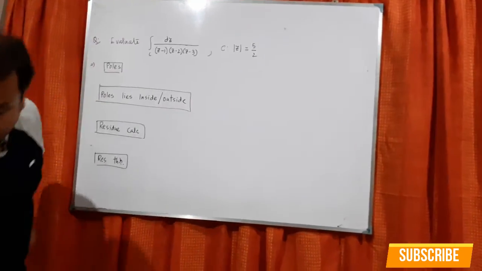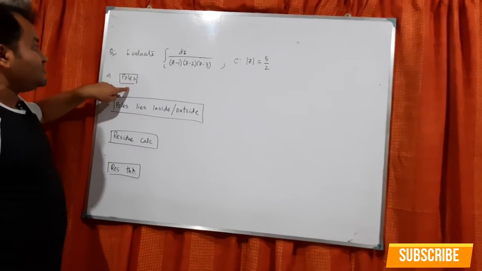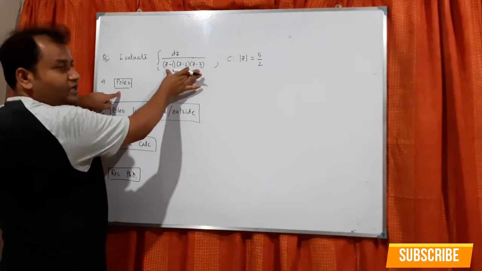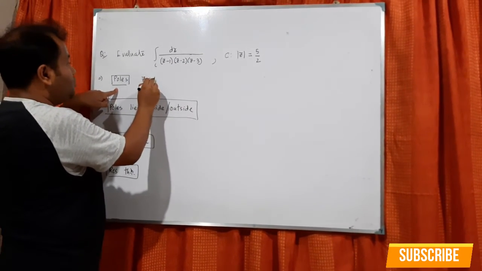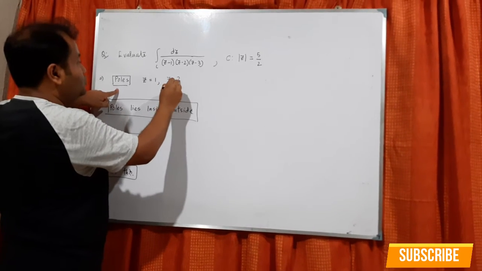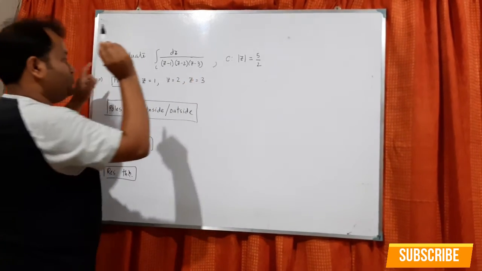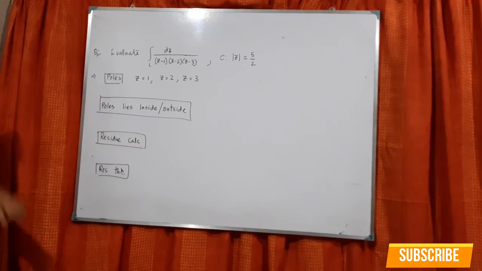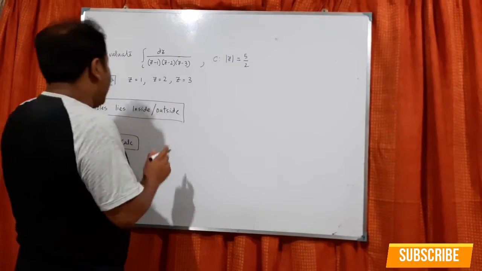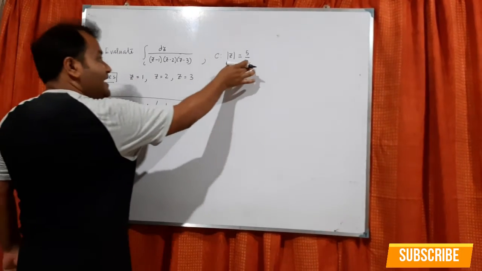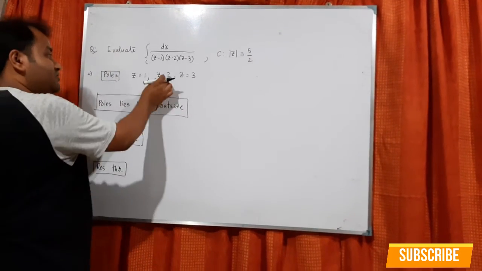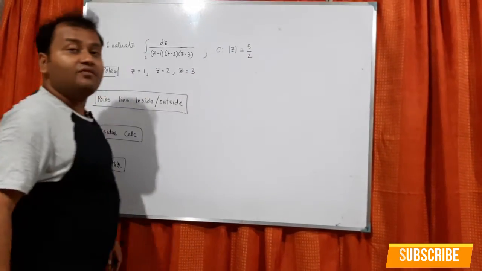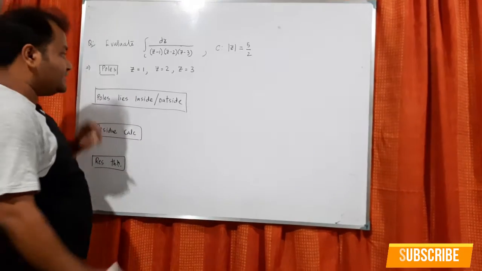So first, it is very simple. First of all, you have to find the pole. Now how can you find the pole? You make the denominator 0. So here z equals 1 is a pole, z equals 2 is a pole, z equals 3 is a pole. Understand? So this is the first step. Next, you have to check whether z equals 1 lies inside this curve, z equals 2 lies inside this curve, z equals 3 lies inside this curve or not.